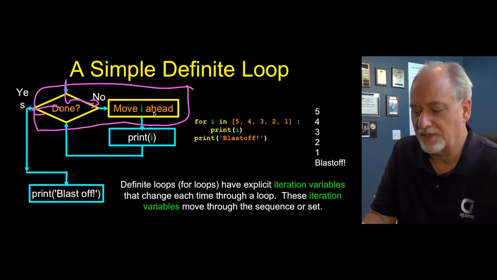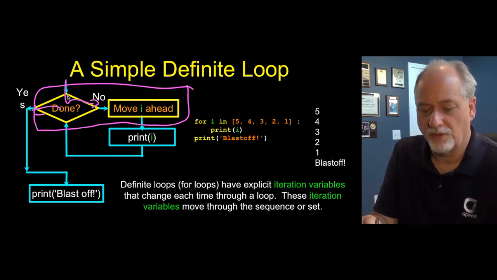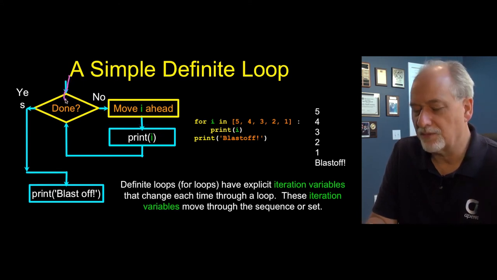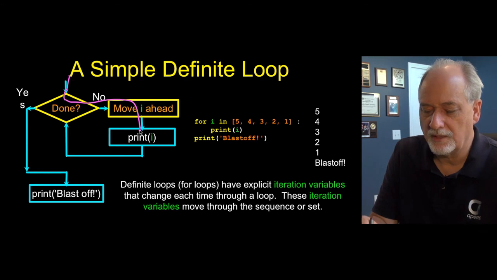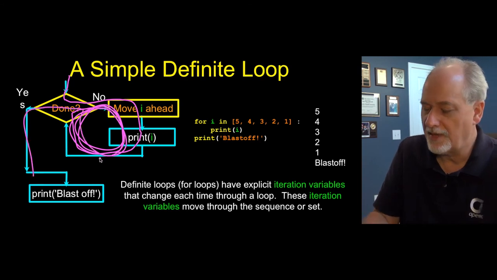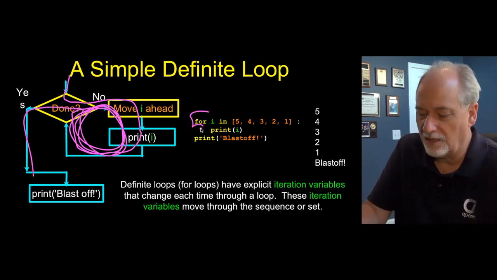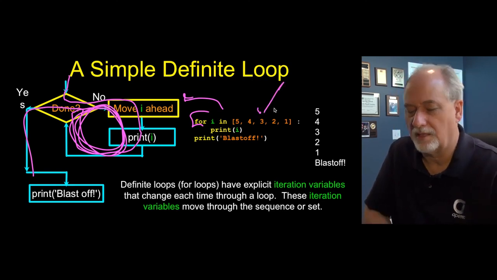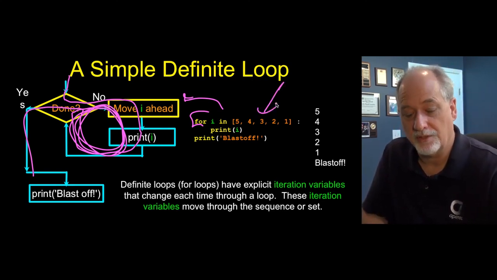So basically, by using a for loop, are we done? No, we have 5 things to work on. Well, set it to the first one, run it. We're not done because we've got one more. Set it to the second one, third one, fourth one, fifth one, and now we're done. And that is all handled in a single line of code that includes the iteration variable and the set of things through which we are going to iterate.